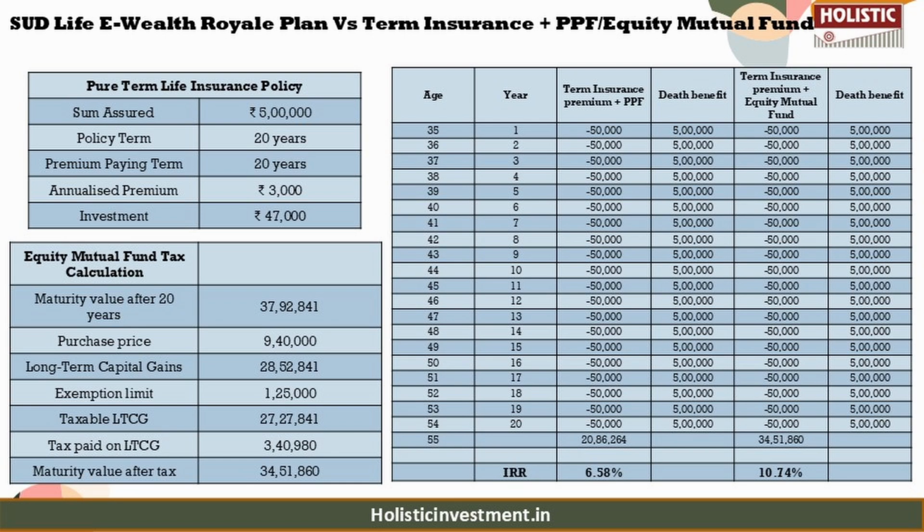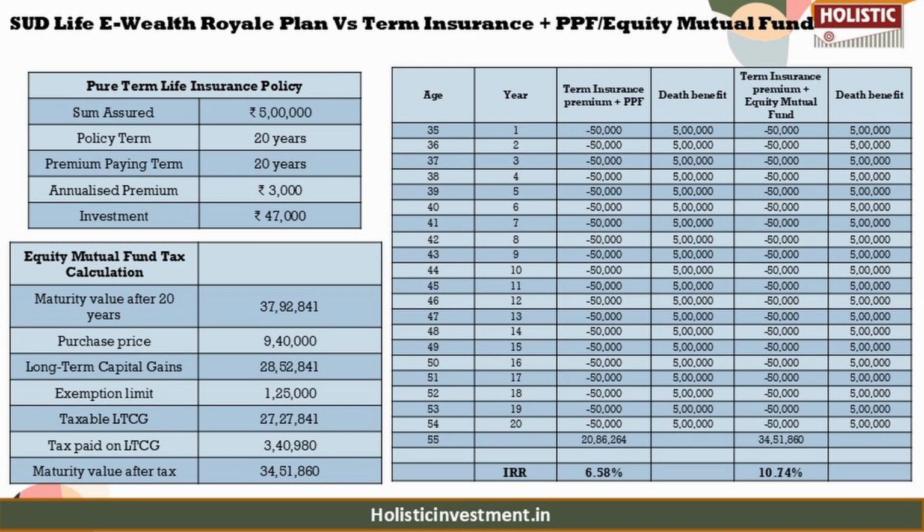So option 1, we have taken up a combination of pure term plus PPF for a debt focused approach. An annual investment of 47,000 in Public Provident Fund gives you a maturity value of 20.86 lakhs with an IRR of 6.58%, which is completely tax free. So even this debt instrument outperforms the ULIP's return projection, with guaranteed returns.